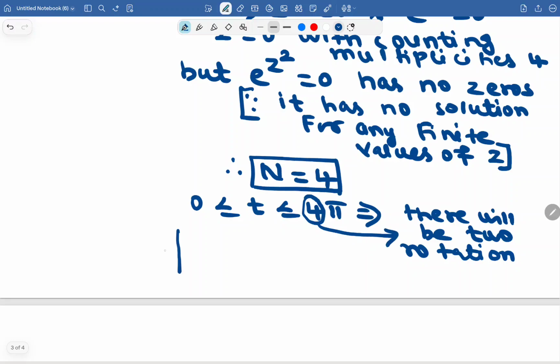2 rotations is nothing but one rotation is like this, 0 to 2 pi. Again another rotation means 0 to 2 pi. Again, the second rotation, 2 pi to 4 pi.